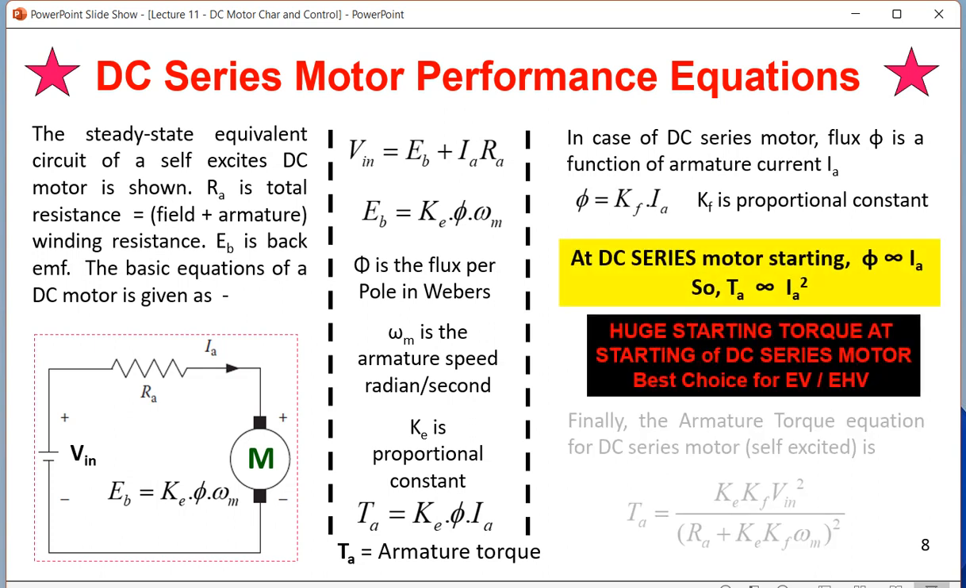So huge starting torque at the starting of DC series motor. This is the best choice for EV or EHV. And below whatever is given, you don't have to even remember that, just see what are the parameters which are controlling the output torque of a DC series motor.